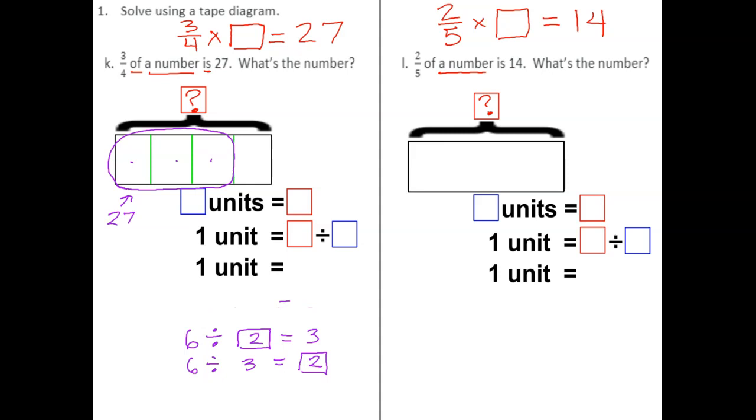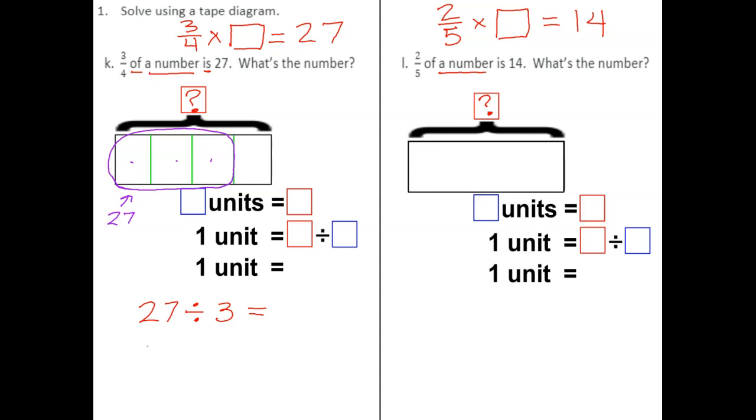If I can say, well, I know that I have 27, and I know that I have 3 units. So I can say, well, 27 divided by 3 should tell me how much is in each one of these units. So if 3 units equals 27, then 1 unit equals 27 divided by 3. All right, so let's go ahead and do that math.